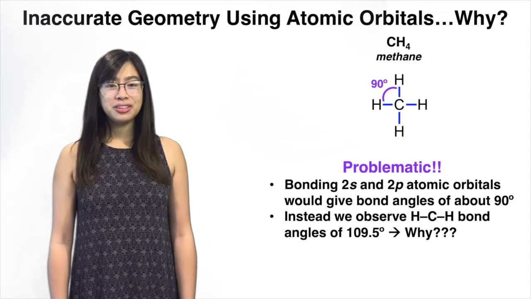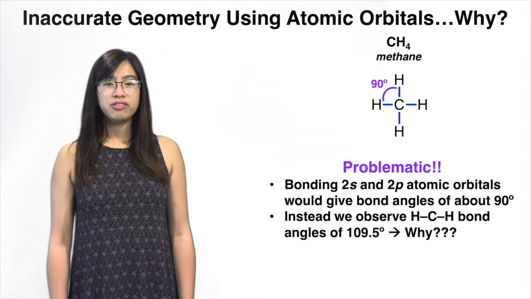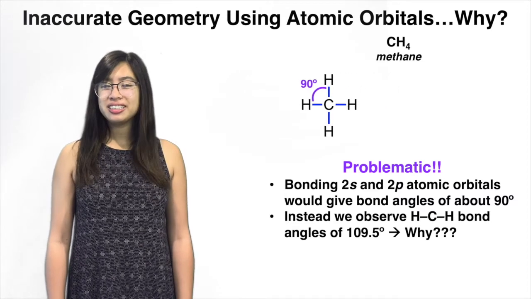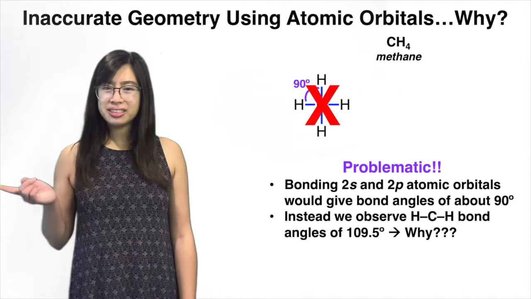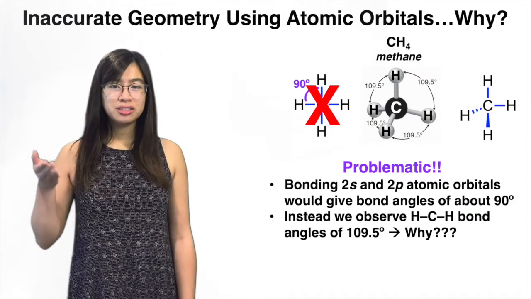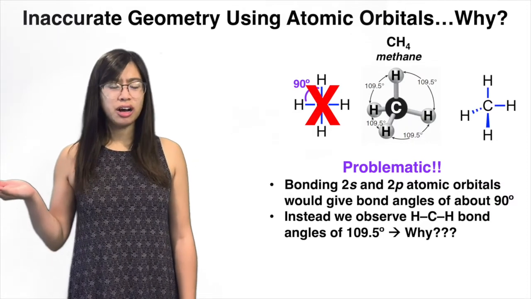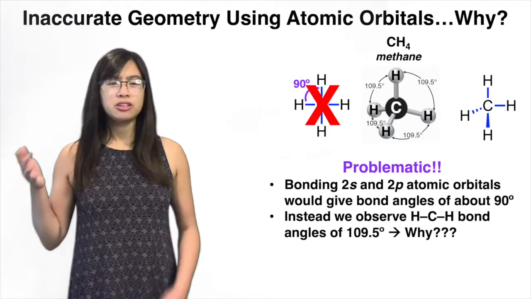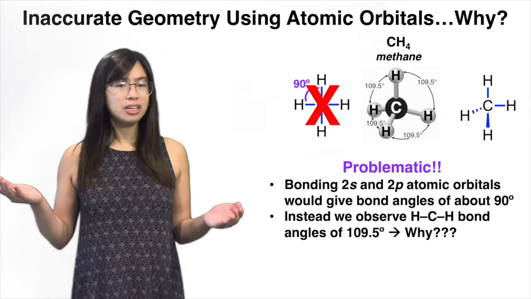Let's apply valence bond theory to the bonds in methane, or CH4. Bonding 2s and 2p atomic orbitals would give bond angles of approximately 90 degrees, but instead we observe the HCH bond angles of 109.5 degrees. So why is that? Where is the discrepancy coming from?